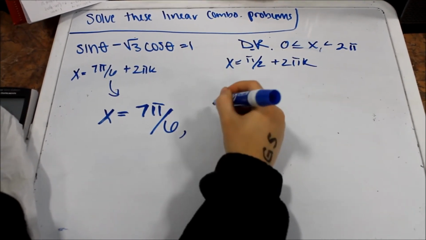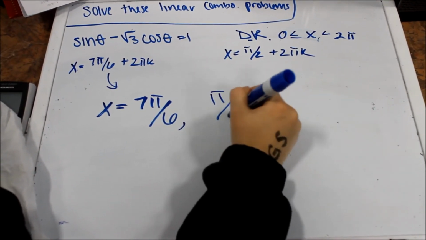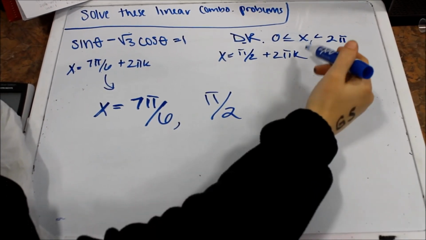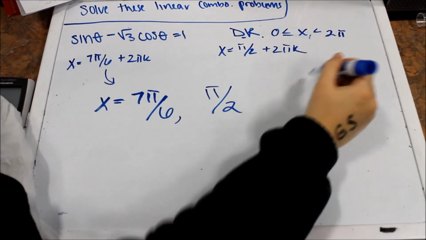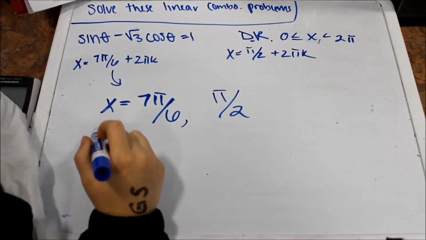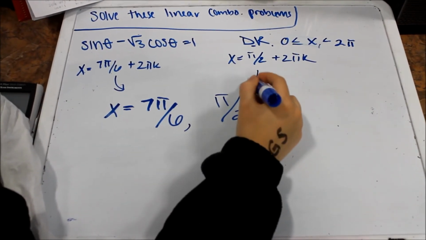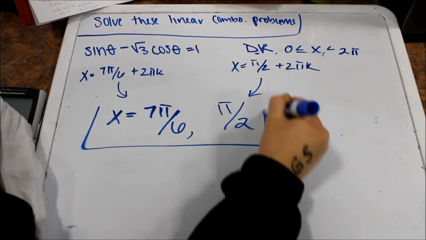Now from this equation, one of our answers will be pi over 2, but if I try to add 2 pi, I again will go over the domain restriction, so that will also be my only answer from this equation. So these are our final answers.